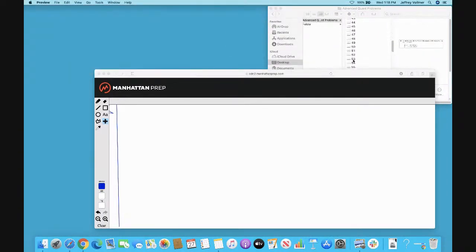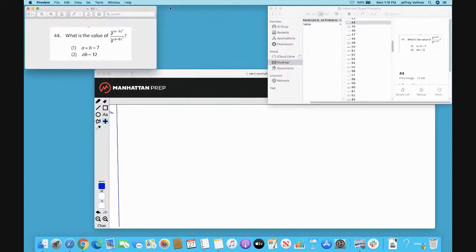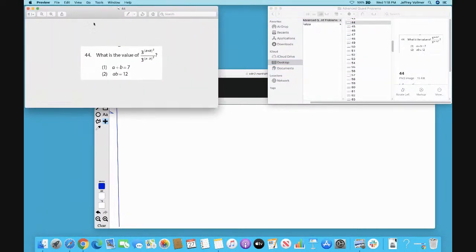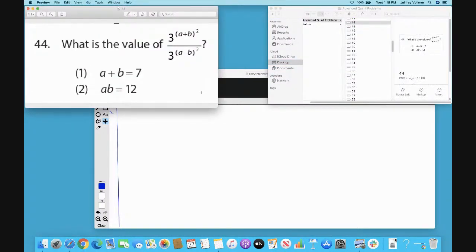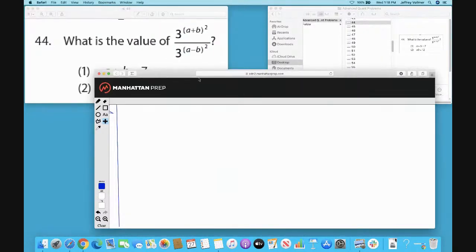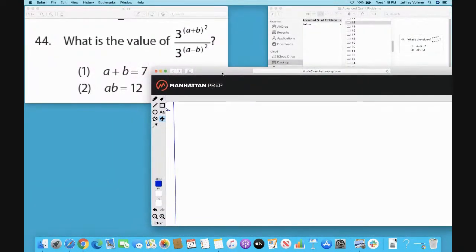44. This one just made the cut. Can we see that? A little pixelated. Hopefully we can see it. What is the value of this? That's a good question.